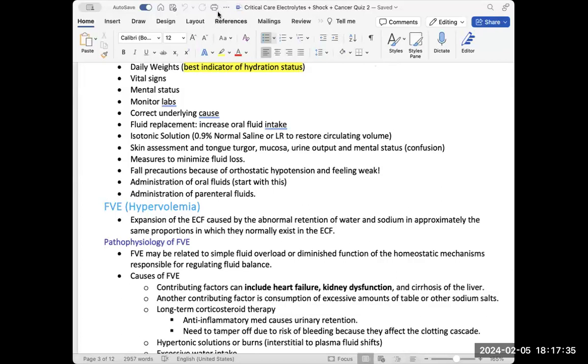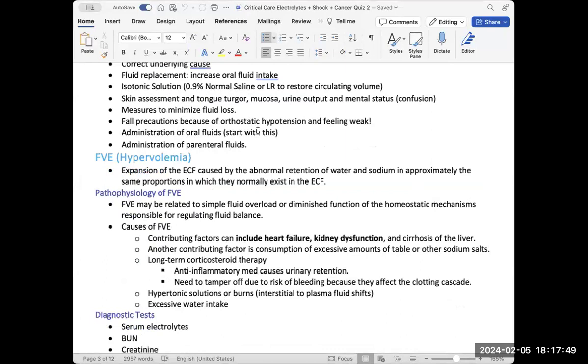We talked about ways to minimize fluid loss, right? Such as taking care of yourself, especially when you have, just say, a GI bug, because that especially can cause problems with abnormal fluid losses. Fall precautions, because of orthostatic hypotension that we can get from fluid volume deficit, things like that.